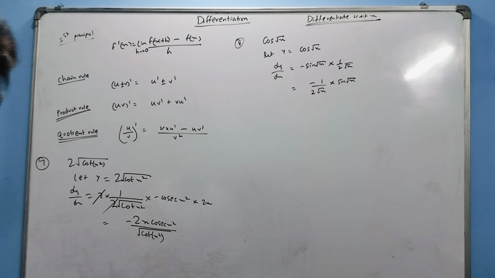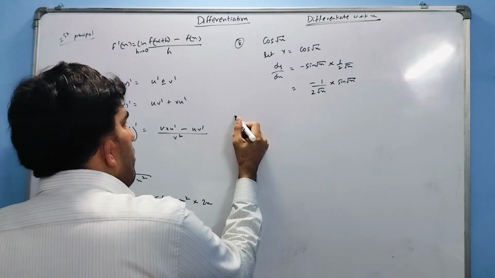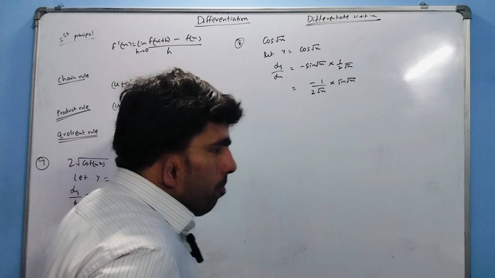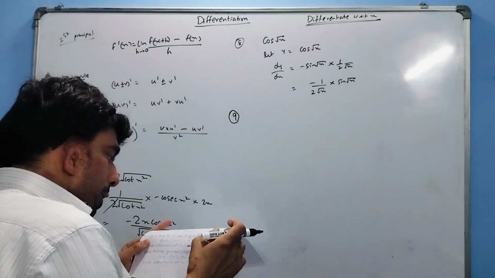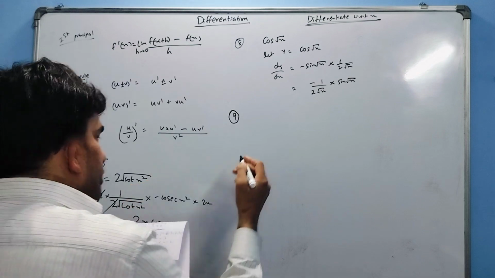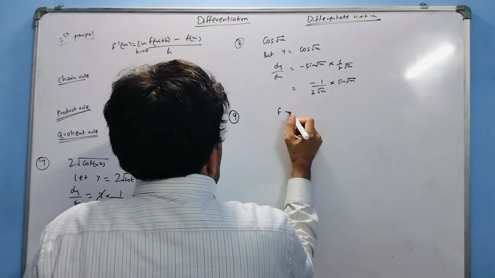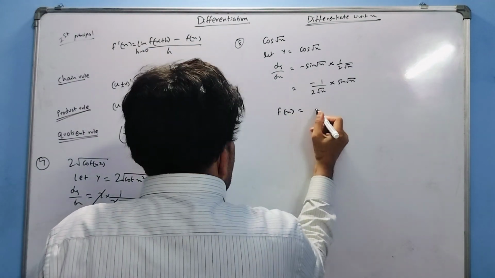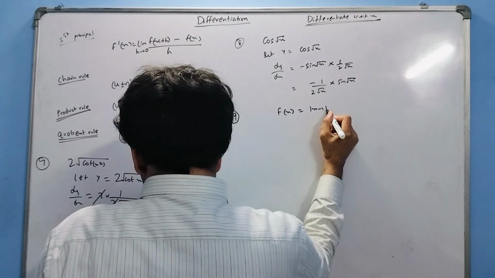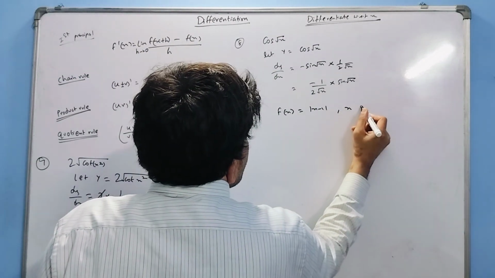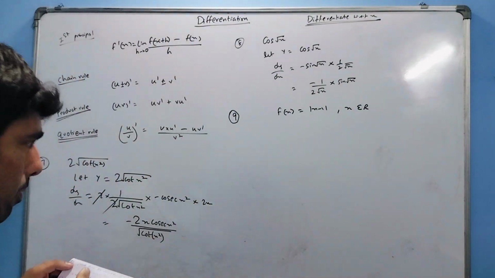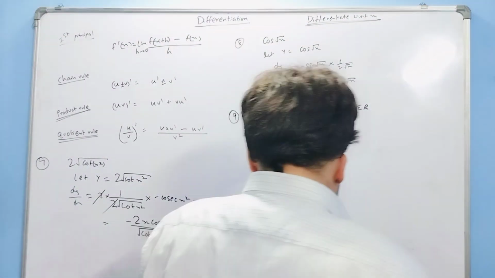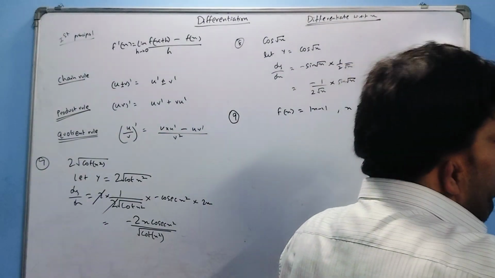Now let us try to solve another question we have. Ninth. We have solved 8 questions. Now we'll try to solve the 9th question. In this, we need to prove the function f(x) = |x - 1|, where x belongs to real numbers, is not differentiable at x equal to 1.